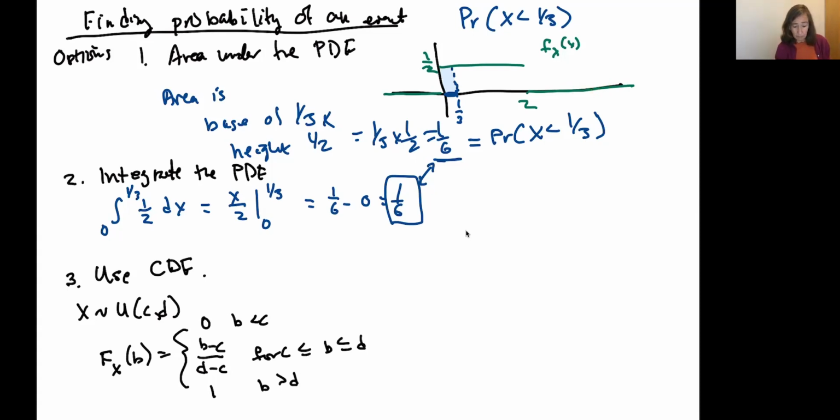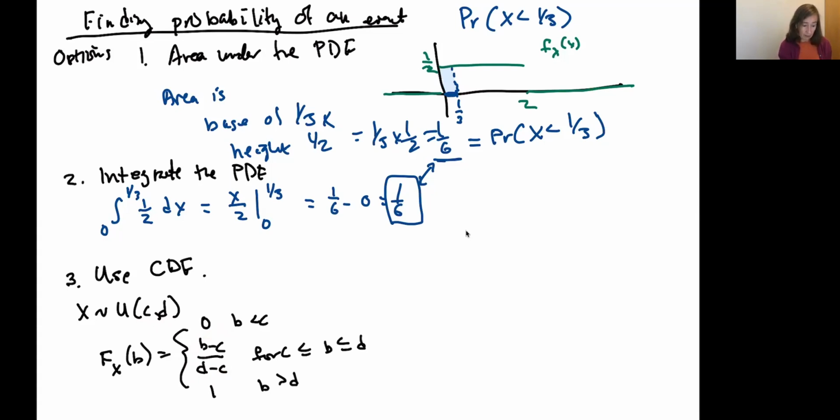And for B values within the range of the uniform random variable, it's just the fraction of the distance, B minus C, from the lower bound to the upper bound of the event. So it's this expression. That's the general form of the CDF. To use it, all we have to do is plug in whatever values we have for C and D.